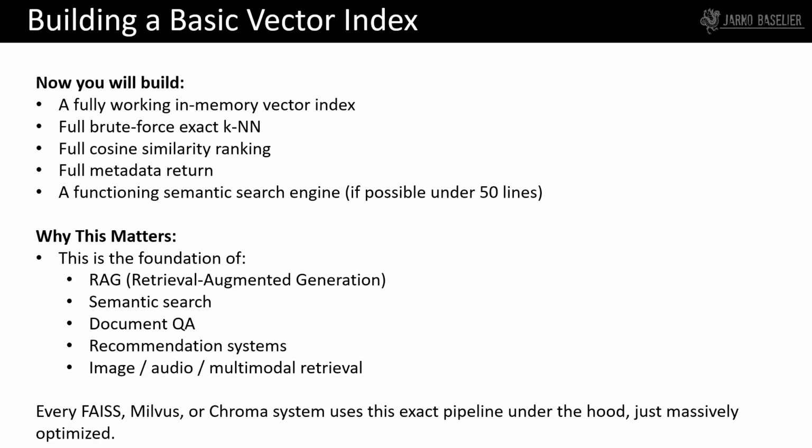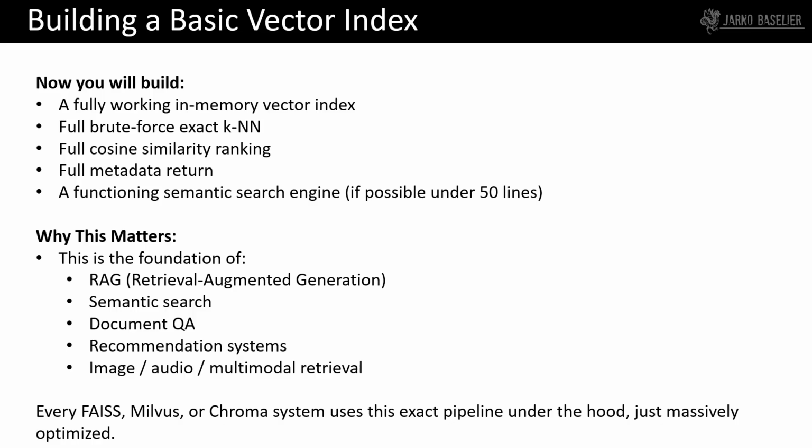Now you will build a fully working in-memory vector index, a full brute force exact KNN, full cosine similarity ranking, full metadata return, and a functioning semantic search engine. And if possible, try this with under 50 lines of code.